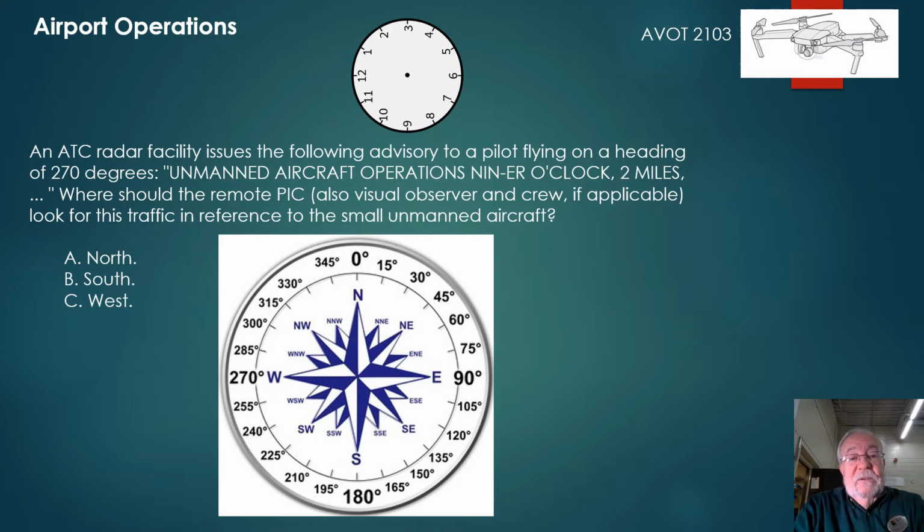So we described it last time in detail, but remember that when ATC calls traffic, the traffic is in relation to the nose of the manned aircraft, which was at 12 o'clock. So if he's heading to the west, which would be that way, and he was told to look at 9 o'clock, he'd be looking that way.